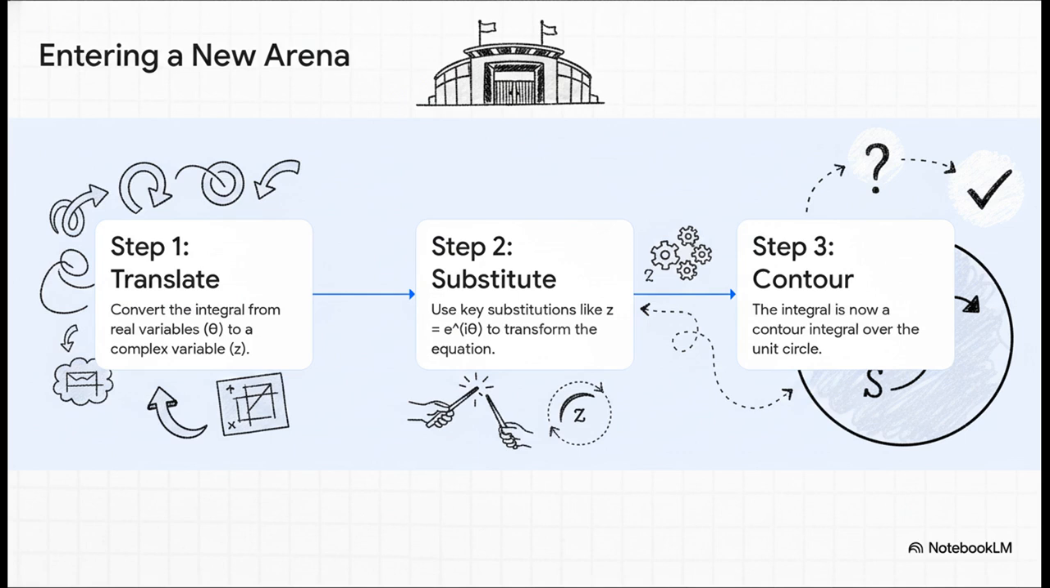With these other substitutions, our scary-looking integral morphs into what's called a contour integral. We're no longer integrating along a line, we're integrating along a loop. It's a whole new game, and it's a game we can actually win.